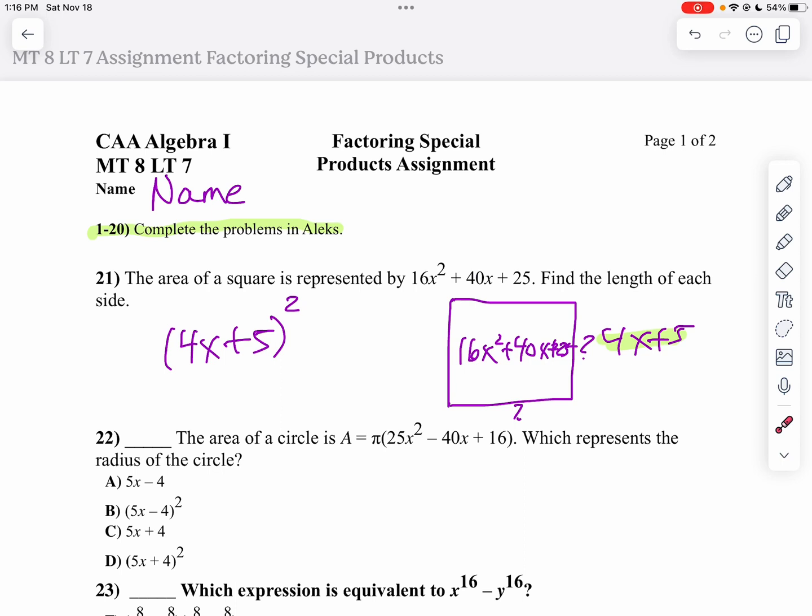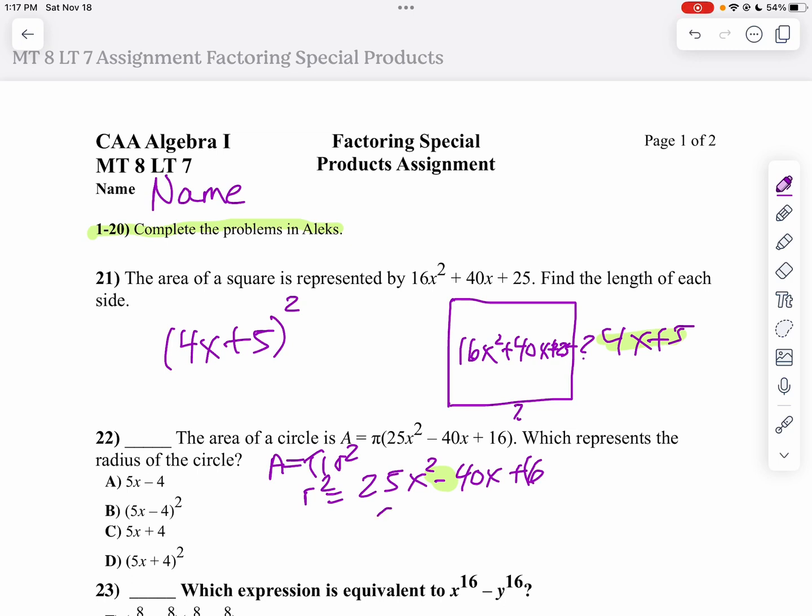And we can approach question 22 the same way. We know for a circle, the formula is pi times r squared. In other words, r squared is 25x squared minus 40x plus 16. Notice my middle term is minus, so that tells me how I'm going to factor that.